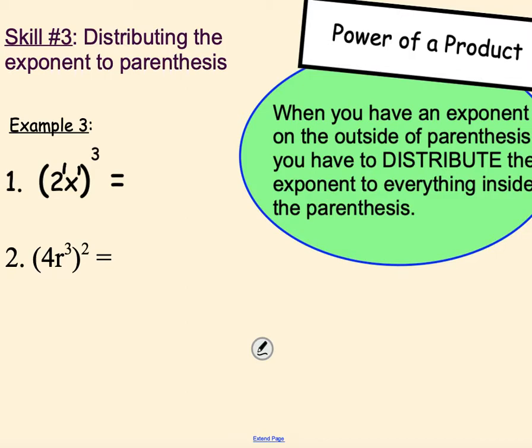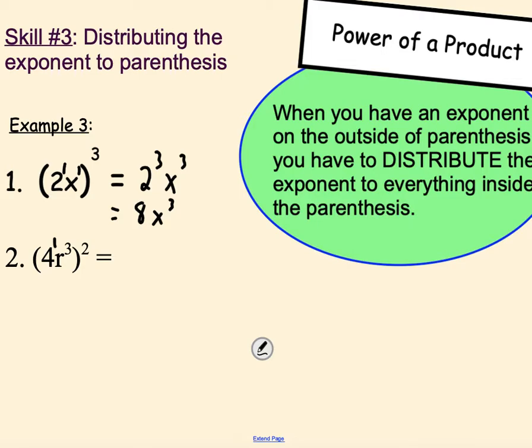So you've got 2 to the first to the third. It becomes 2 to the third. x to the first to the third, that's a power to a power, so you get x to the third. What is 2 to the third? You can either put that in your calculator, 2 caret key 3 equals, or you can do 2 times 2 times 2, which is 8. So we get 8x to the third.